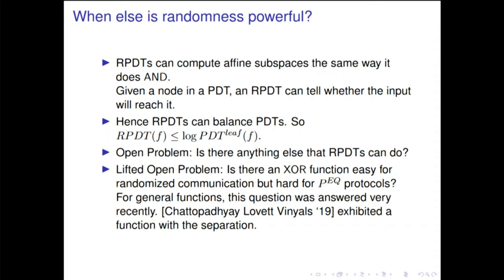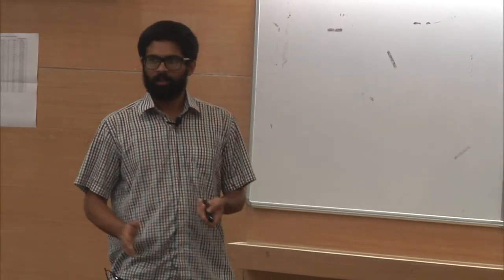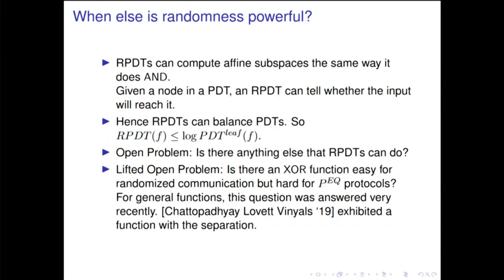Recently, it was closed for non-XOR functions. Chattopadhyay, Lovett, and Vinyals showed that there is a function which is easy for randomized communication, but hard for P to the EQ protocols. But it wasn't an XOR function. So it's still an interesting question to find out whether composed functions can have this kind of a separation, or whether all composed functions are too structured, and all the randomized protocols are essentially deterministic protocols with oracle access to equality. So this was one of the open problems.